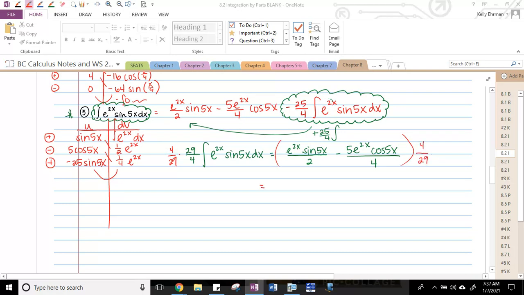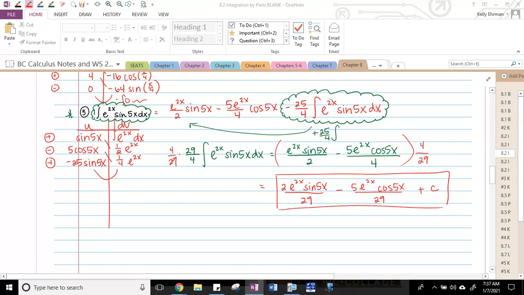So my final answer is this: 4 over 2 will reduce. So I will have 2 e to the 2x sine of 5x over 29 minus, those 4's are going to cancel, 5 e to the 2x cosine of 5x over 29. Or I could have put it all over 29, whatever. But that is my final answer. Oh, plus c. After all that, don't forget a plus c. This is not a definite integral.